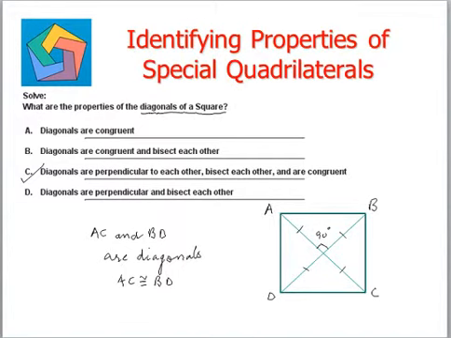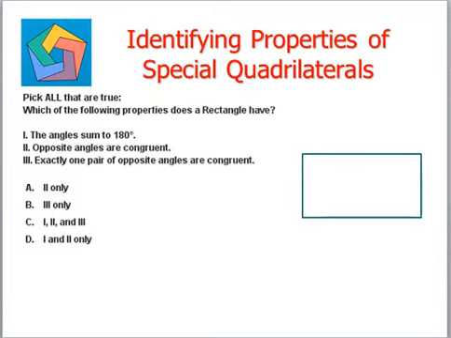Let's move on to the next question. Pick all that are true. Which of the following properties does a rectangle have? The angles sum to 180 degrees. Opposite angles are congruent. Exactly one pair of opposite angles are congruent. Now we look at the rectangle over here, ABCD.